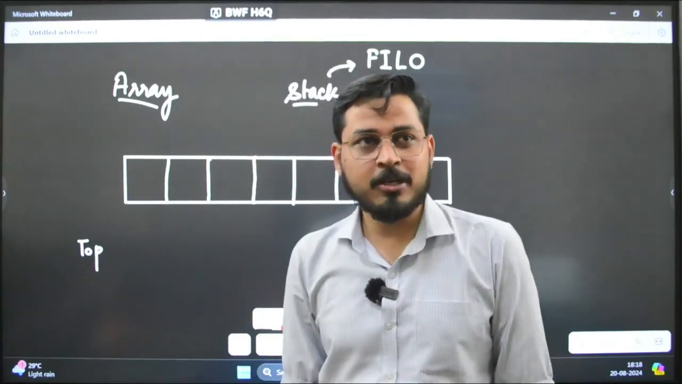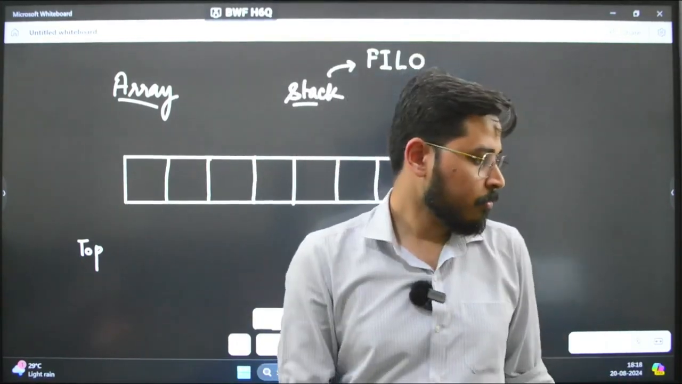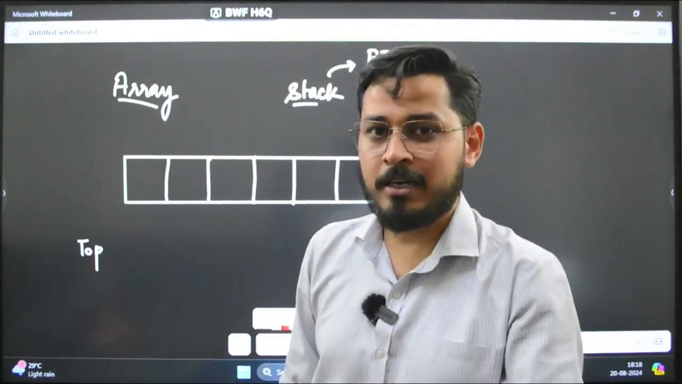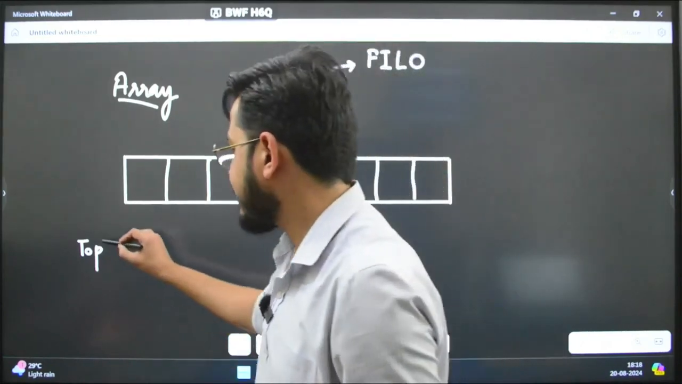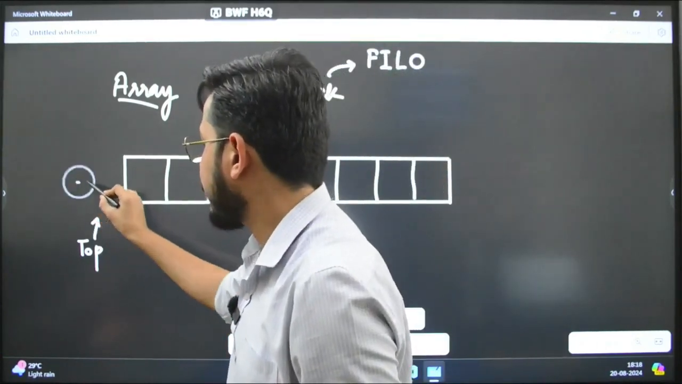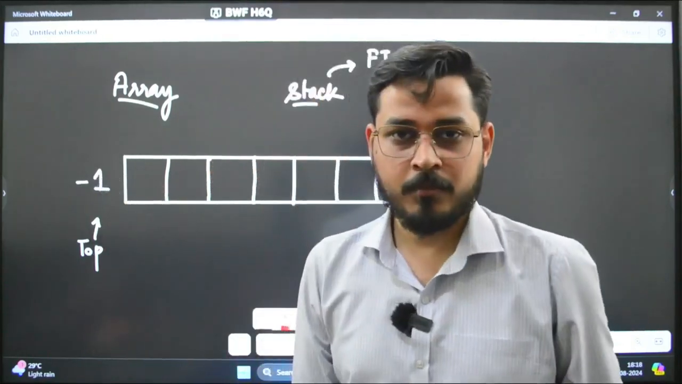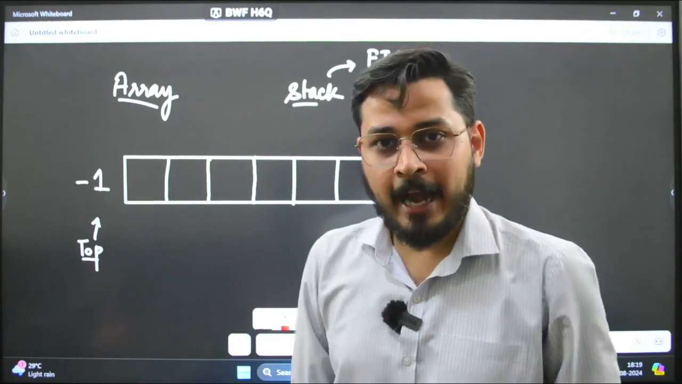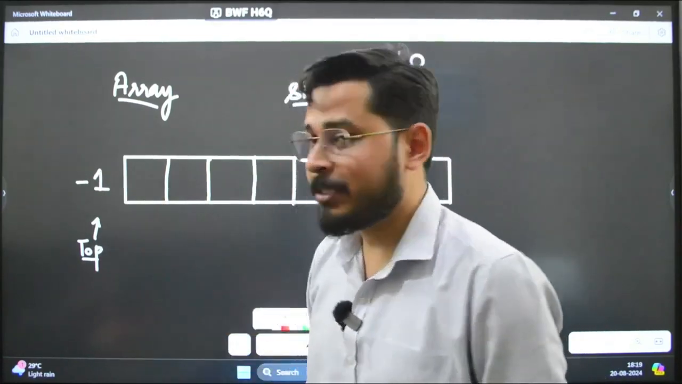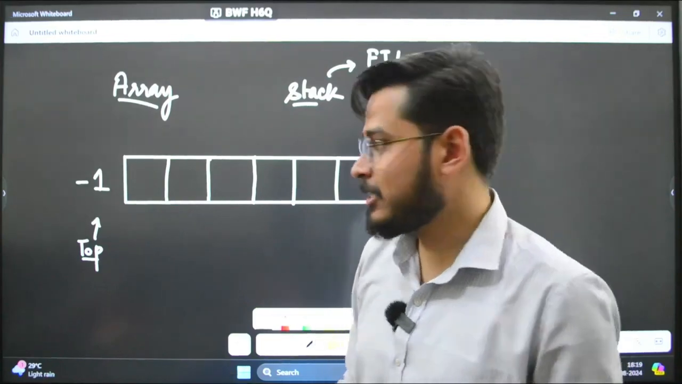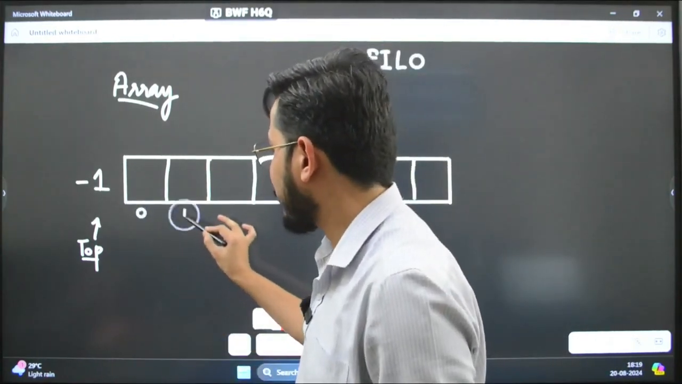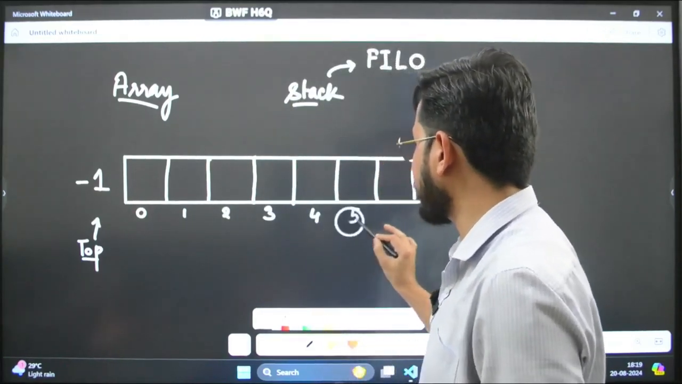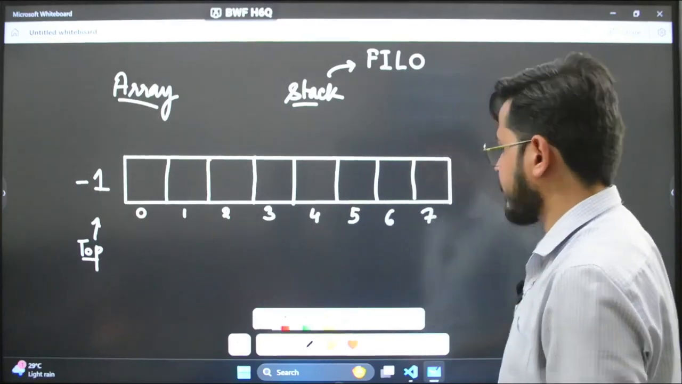I have taken a variable called top. Right now, initially I am going to take this top as -1. Just remember, I have taken a variable called top and I have said that right now this top is -1. According to the indexes, this is our 0th index, 1st index, 2nd index, 3rd index, 4th index, 5th index, 6th index and 7th index.